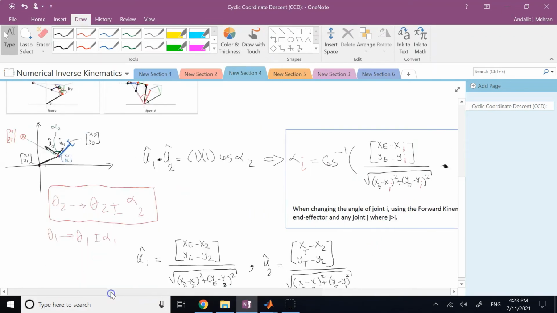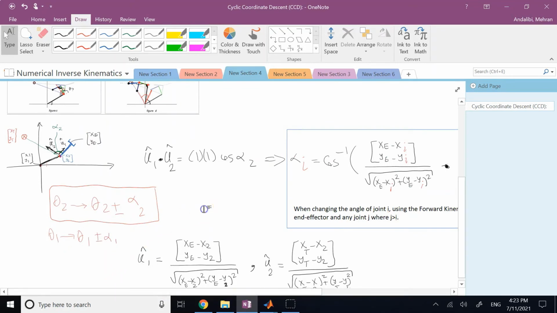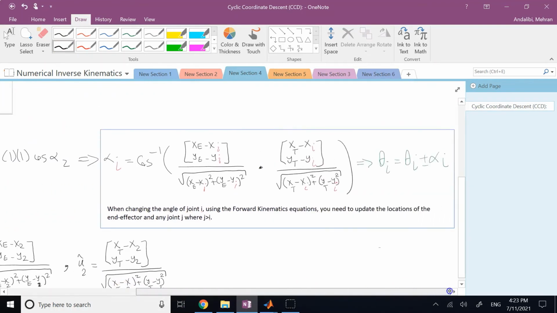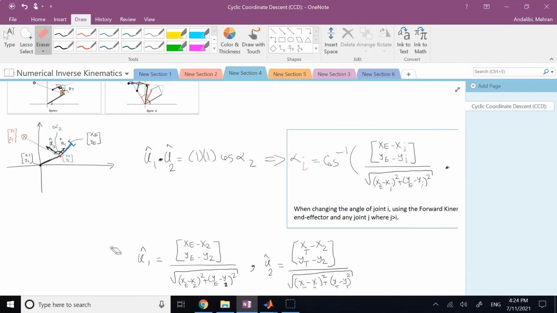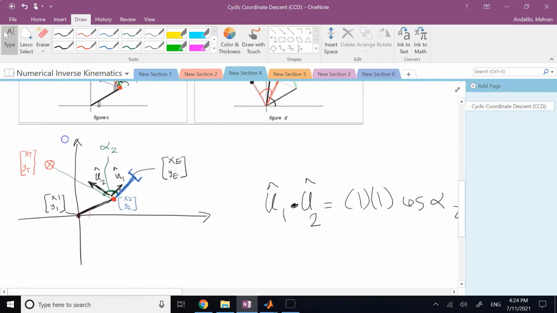So the last thing before we end this video might be, and I know if I were you, I would ask, how do I know whether it's plus alpha I or negative alpha I, correct? Because that's what I said. It's either plus alpha I or negative, and that's a big thing. If I change the direction in the opposite of what it should be, my end effector is going to get further away from the target instead of getting closer. How do I know? Well, let's take a look here.